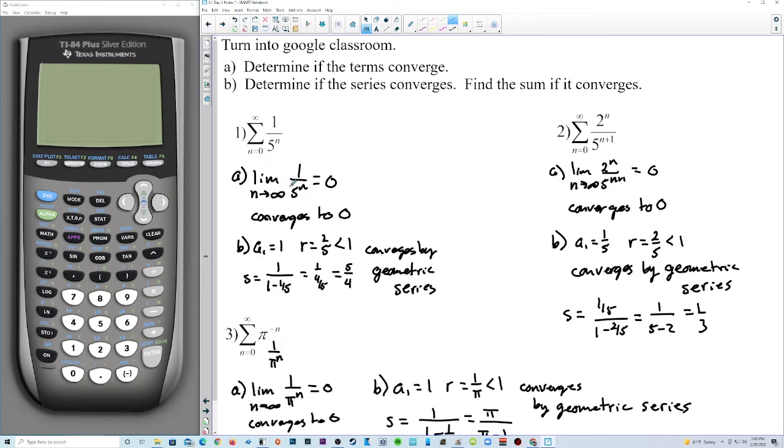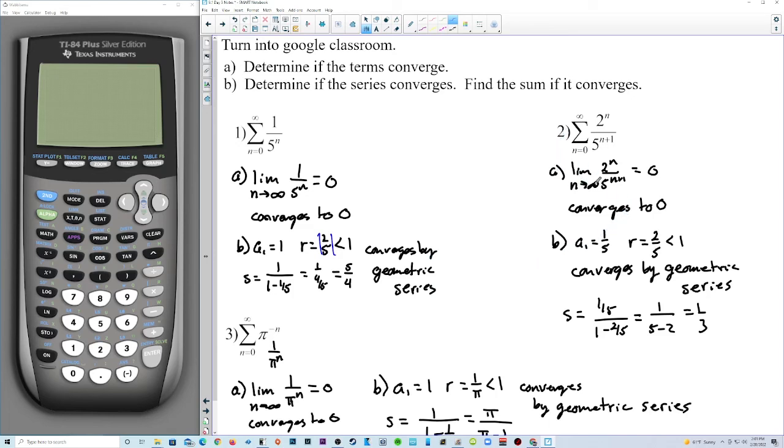The limit as n approaches infinity of 1 over 5n is 0. The terms converge to 0. And then the r, what we're multiplying by, is 1/5, which is less than 1. That's true. We should probably have an absolute value there. And then here's the sum: 1 over 1 minus 1/5. That's 1 over 4/5. That's 5/4. So this converges by geometric series.